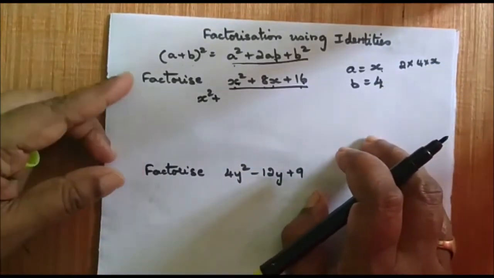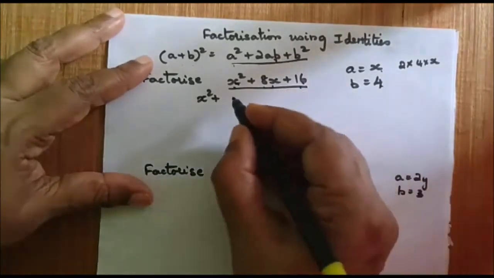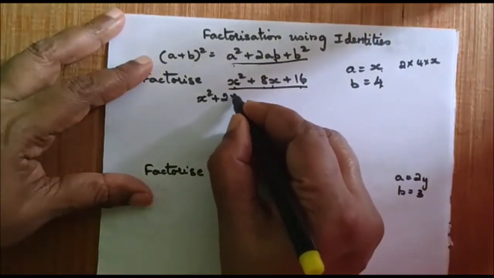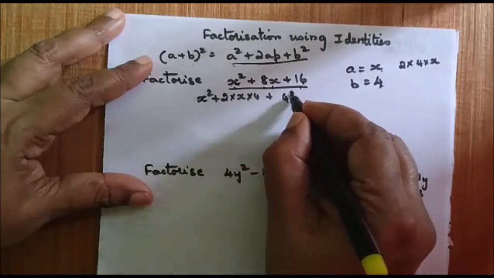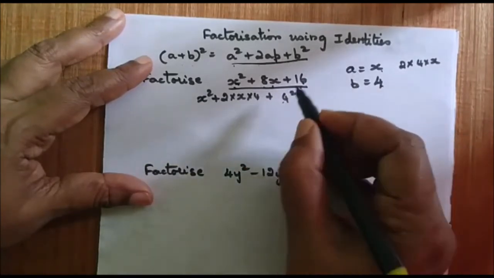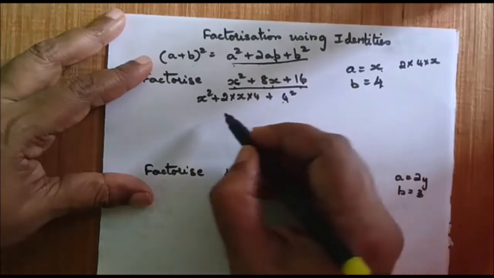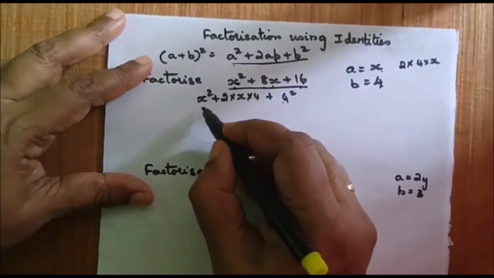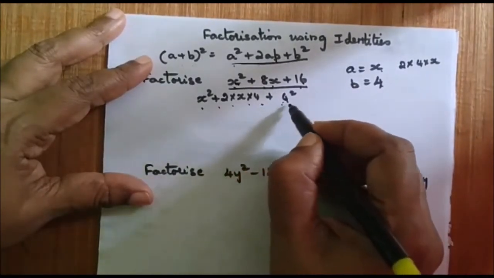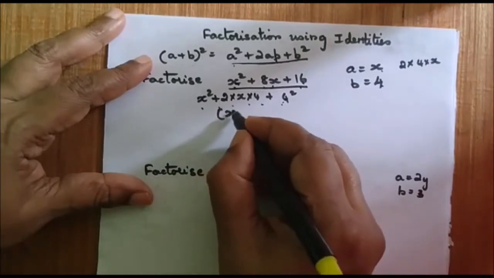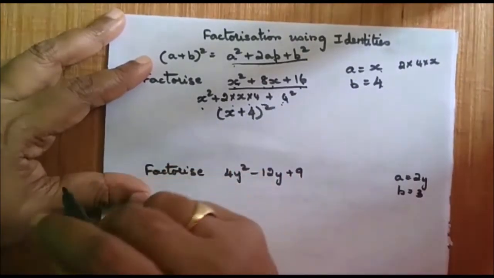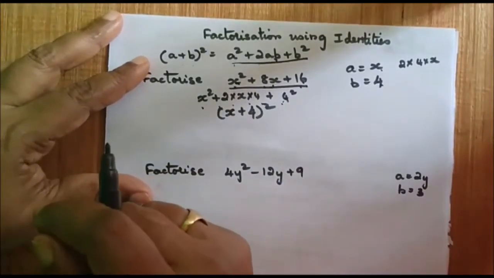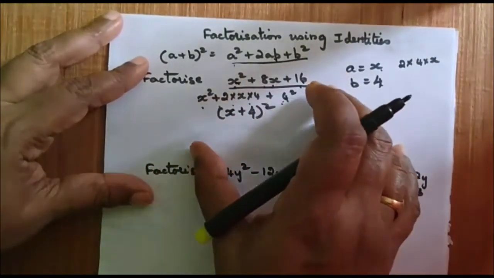Anyway we can write it. So how do we express it? We write it as x squared plus 2 into x into 4 plus 4 squared. What is 4 squared? It is 16, that is b squared. So this is in the form a squared plus 2ab plus b squared. So I can write it as (x plus 4) the whole squared. I hope you understood how we did this factorization.